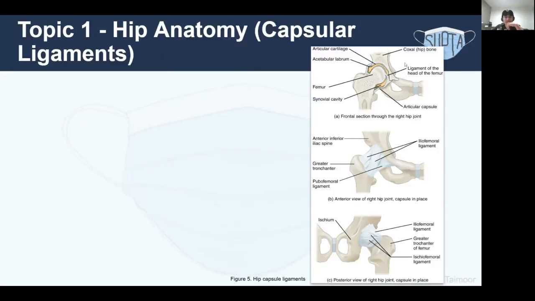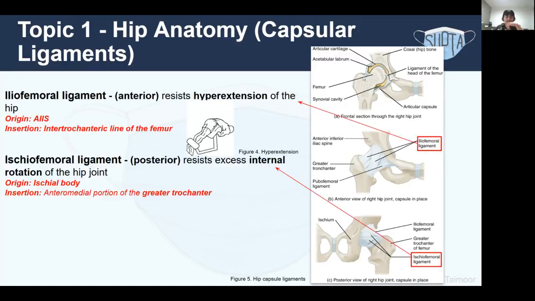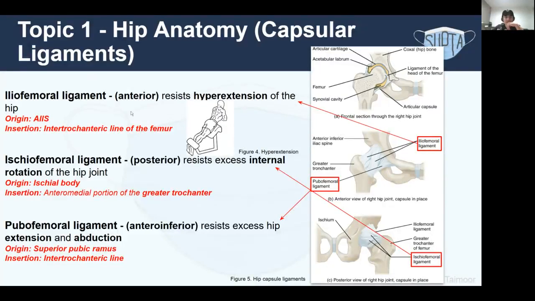So the capsular ligaments, you've got three of them. You have anteriorly the iliofemoral ligament, the ischiofemoral ligament, and the pubofemoral. So again, think about the names of these ligaments, what the view is, so where they are going to be seen, which is anterior, posterior, anterior-inferior. And then you've got what action they resist, what they essentially do.